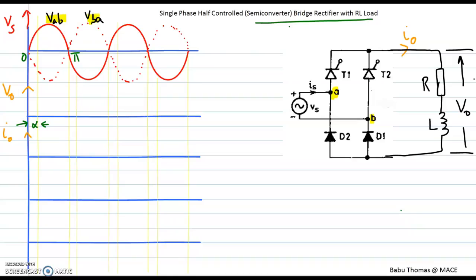Now from 0 to pi, I can fire the thyristor T1 at any instant of time, and T1 is already in the forward biased condition. So at the angle alpha, I am going to fire my thyristor T1, and therefore the load voltage will be the same as the source voltage. Now, since it is an RL load, the current I0 will gradually increase.